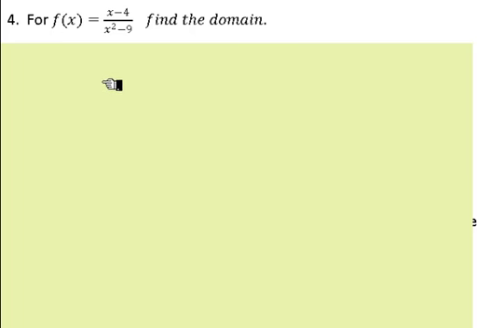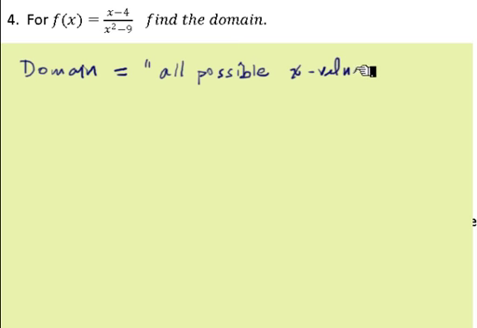In number 4, we're finding the domain of a function. Now, let's just very loosely think of the domain as all possible x values. So what we mean by that in this function is, what x values can we substitute in and yield a corresponding f of x value, or a corresponding y value?